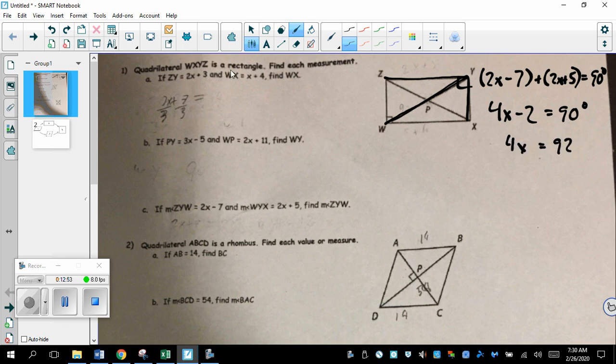And that means that x is equal to 23. I'm pretty sure that that's right. It's 4 times 23. So it's 23.